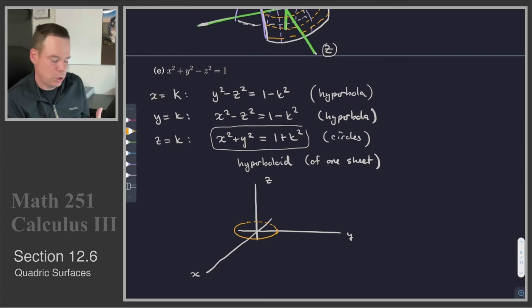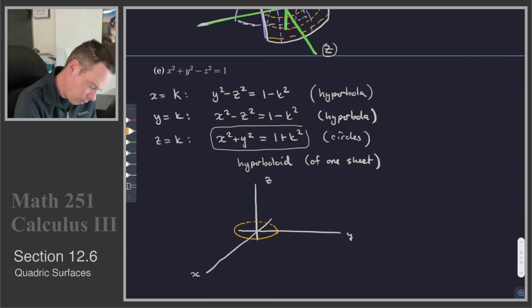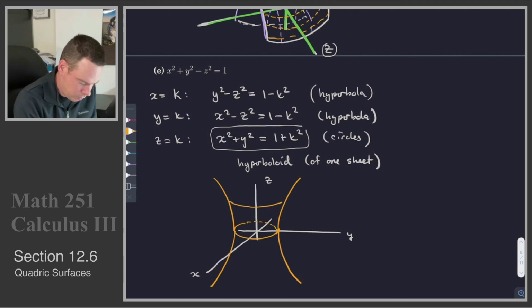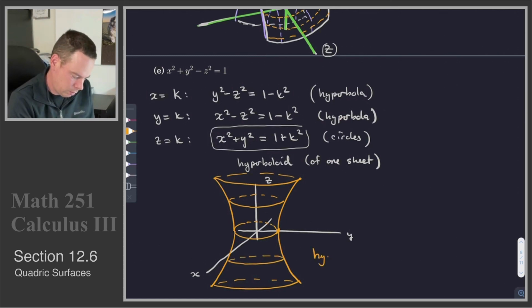And as our z value increases, the radius of our circle is going to increase, because it's x squared plus y squared equals 1 plus k squared. The radius would be the square root of 1 plus k squared. So as k gets bigger, the radius gets bigger. So I'm going to indicate that as I go up or down in the z direction, I get circles that have bigger and bigger radii. And so this is our hyperboloid.